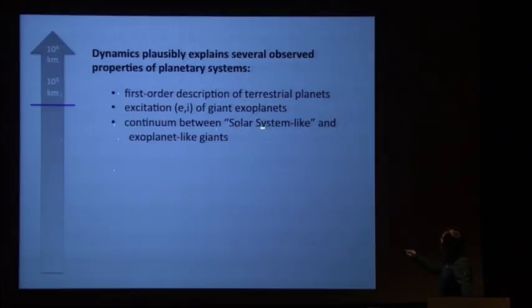Another is the excitation of giant exoplanets. We know many of the original extrasolar planetary systems discovered had quite eccentric orbits and quite inclined orbits in some cases with respect to the star, so they're dynamically much hotter than what we see in the solar system. And I'll also argue that giant planet properties are consistent with a continuum between a solar system-like and an exoplanet-like mode of giant planet formation.